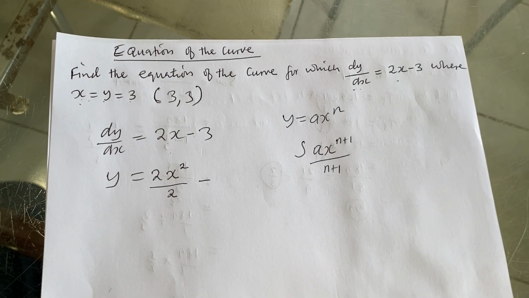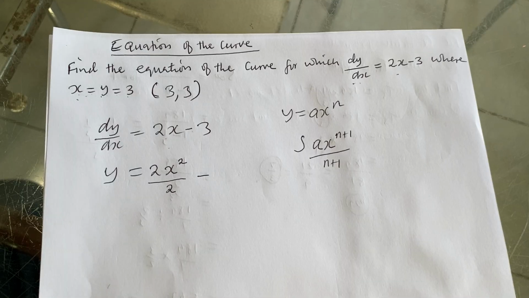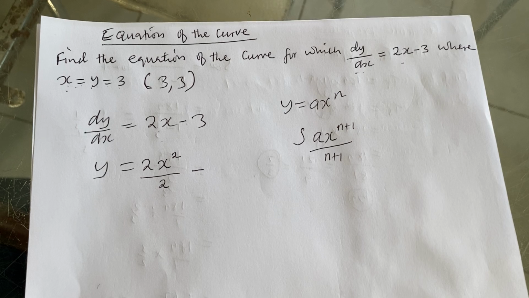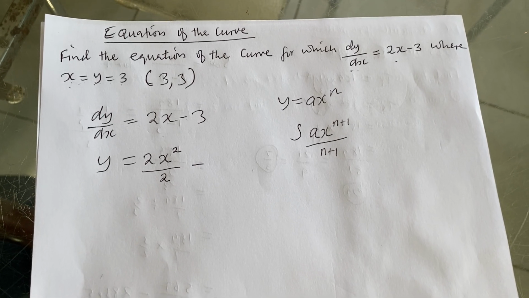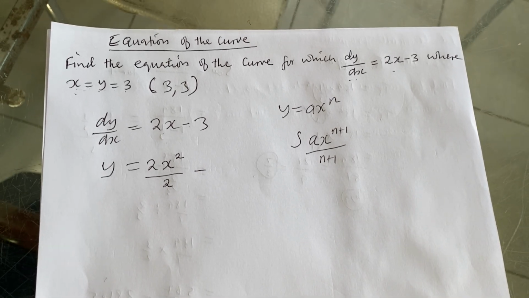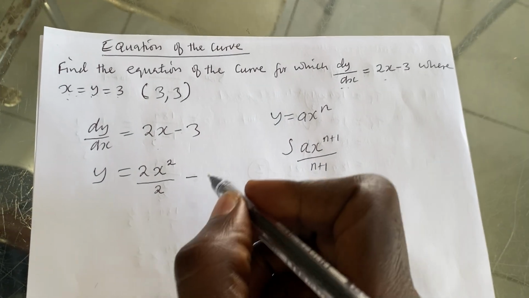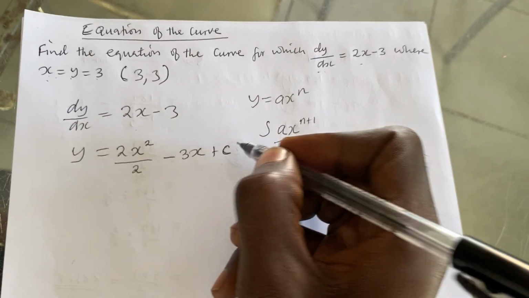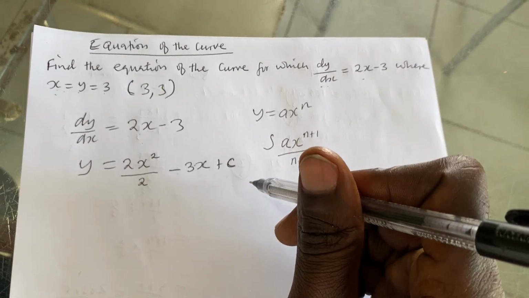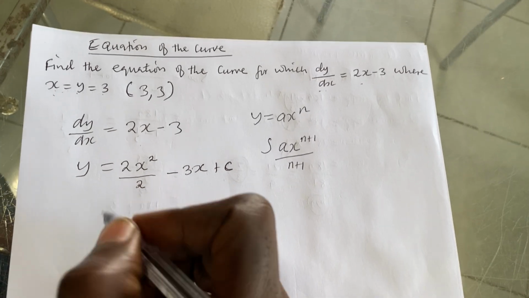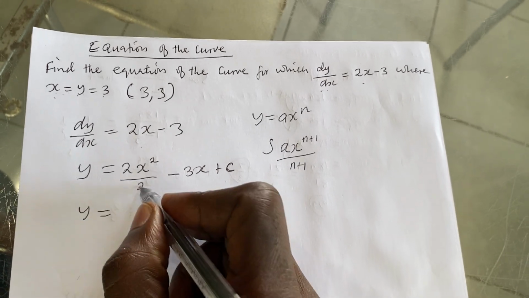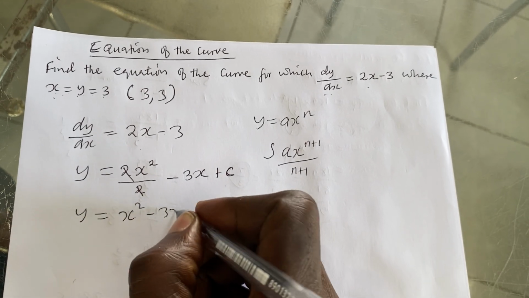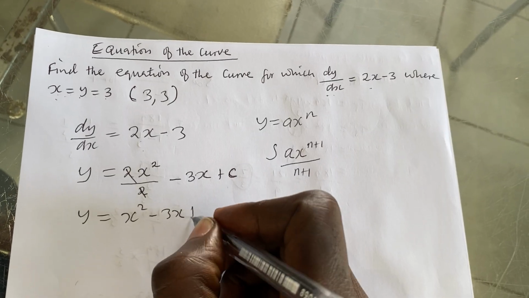The integral of negative 3, just add x, there you have negative 3x. So in this case we have 3x. Then a plus c, very important, the constant. So from here we say y is equal to, with the 2 and the 2 cancelling, x squared minus 3x, then plus c.